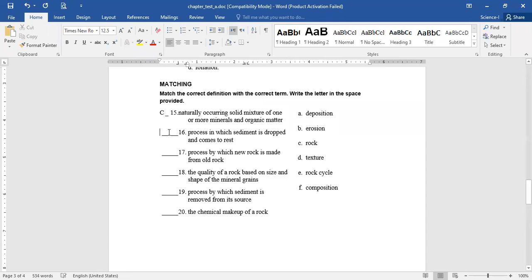Okay. Then question 16. The process in which sediments are dropped and come to rest. Yes, Gasser? The process in which sediments are dropped and come to rest. Deposition. Deposition. Okay. So it's A.